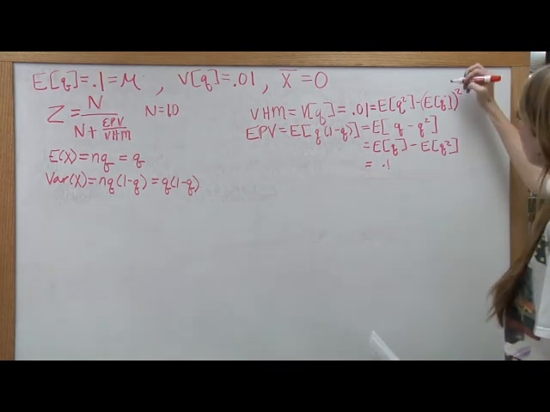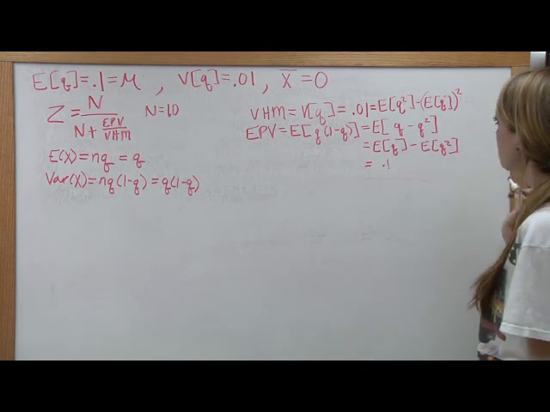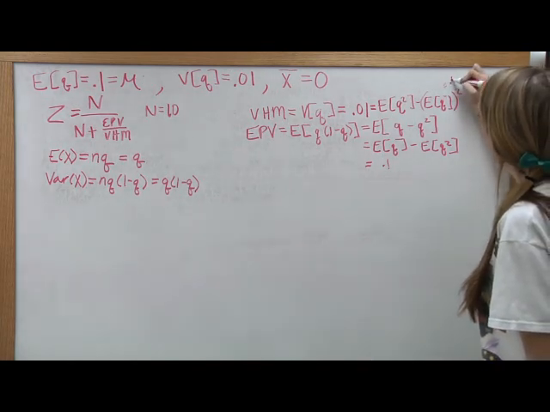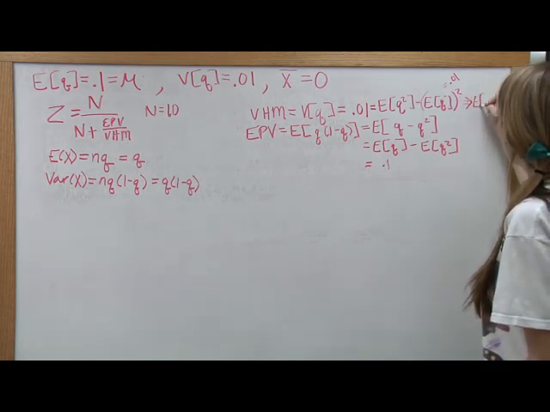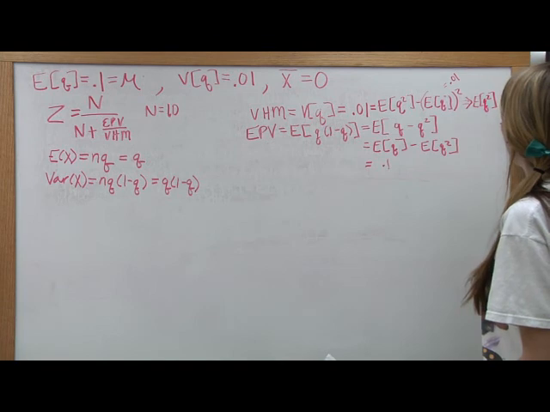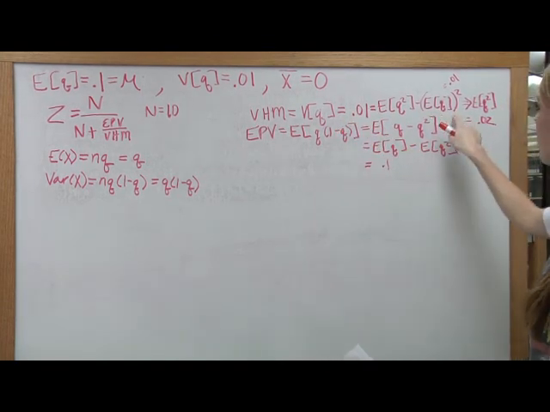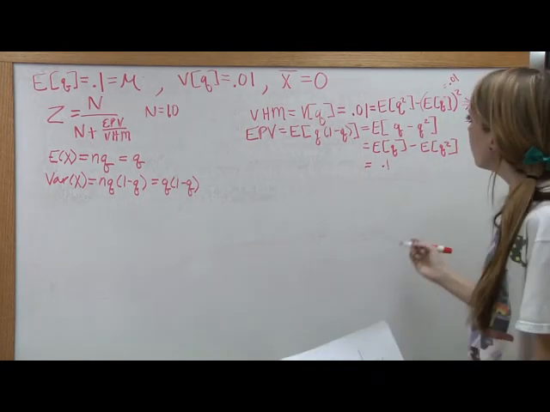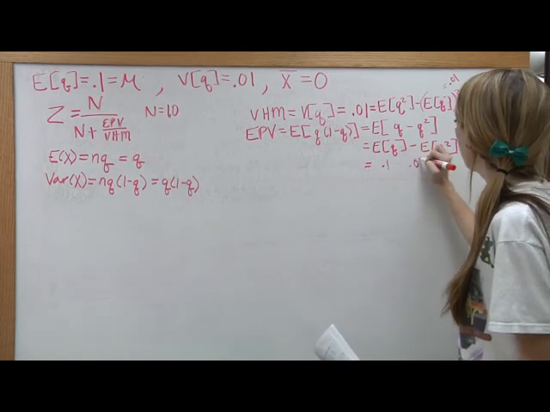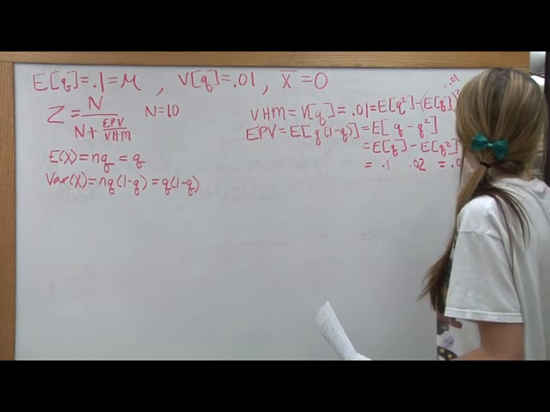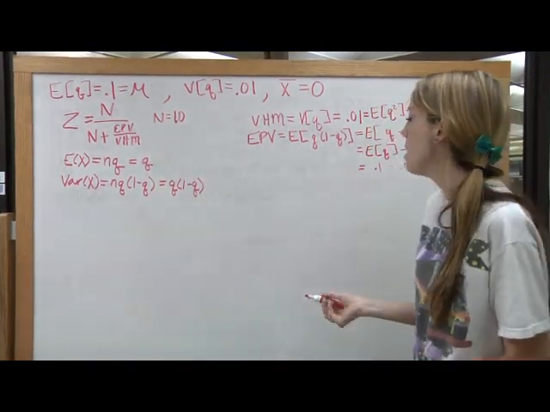So this is equal to, the expected value of q is 0.1, so expected value of q squared is equal to 0.01. So from that, we can conclude that the expected value of q squared is 0.02, just by solving this equation. So the expected value of the process variance will be 0.1 minus 0.02, which is 0.08. So now we have everything we need to solve for our credibility factor.